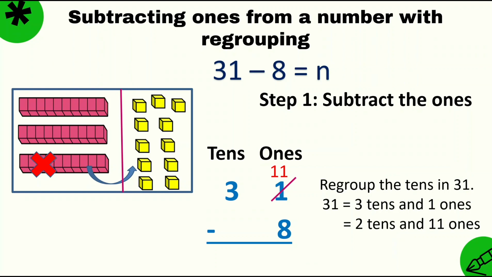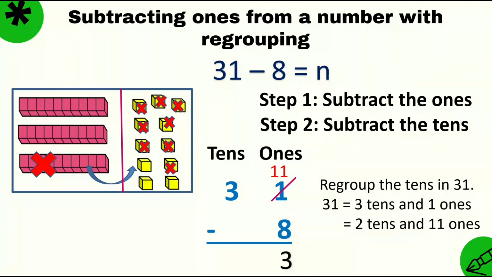Now we can subtract 11 minus 8. More on top, no need to stop. That means we can subtract all the way. So let's now remove 8 ones from 11 ones. How many are left? 3. Very good.